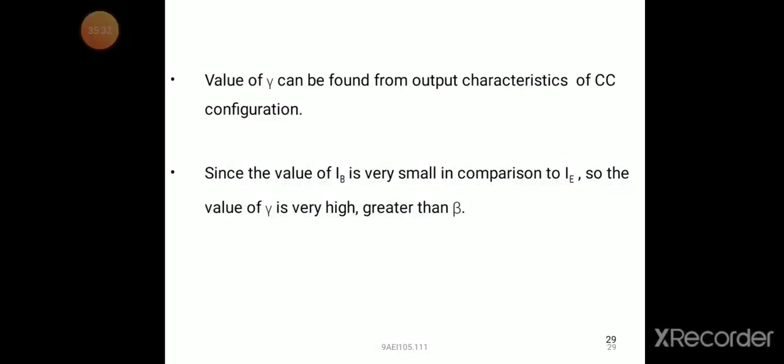So like this we are getting alpha, beta, gamma, and we need the relation between them. Why? Because every transistor's current amplification factor beta is provided by the manufacturer. If you know beta, we need to know alpha and gamma. These remaining topics we will discuss in the next class. Okay, thank you.